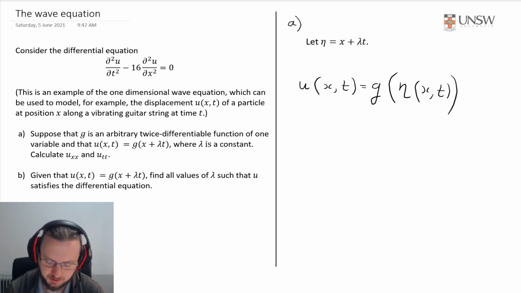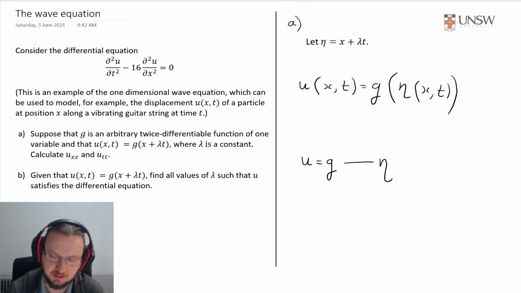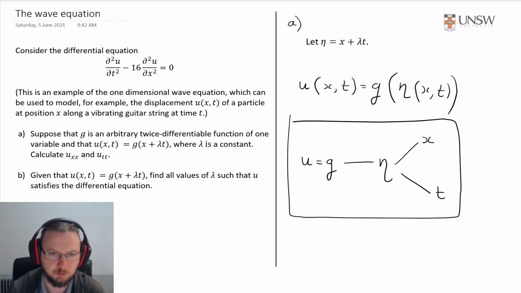Now, a very common way to write this out is that u, which in this case is really the same as g, is a function of eta, and eta depends on x and t. So this dependency diagram is quite useful whenever we're trying to do partial derivatives, because it tells us how to apply the chain rule.